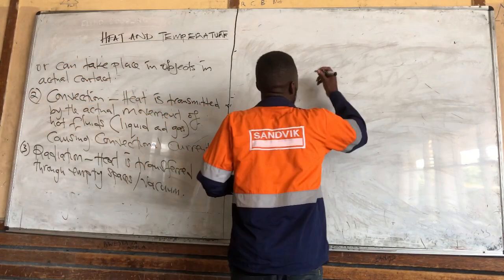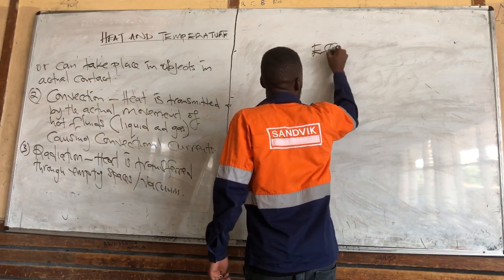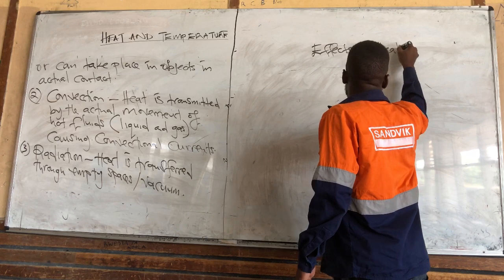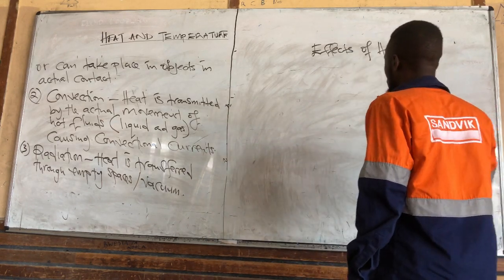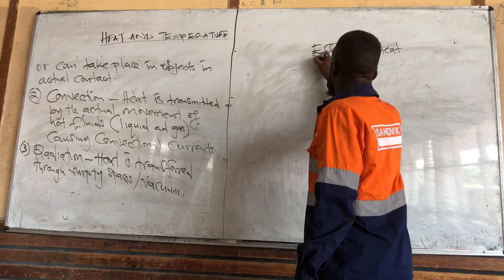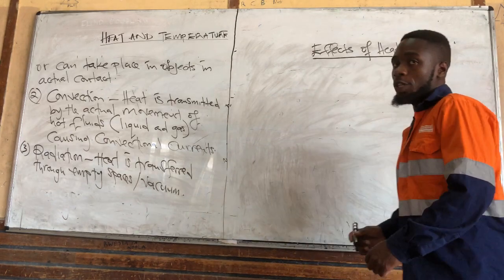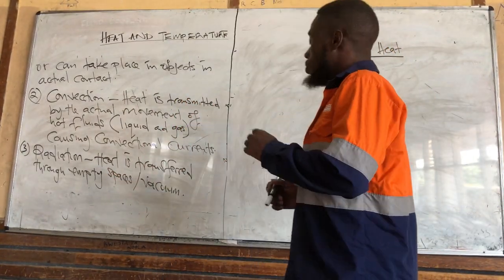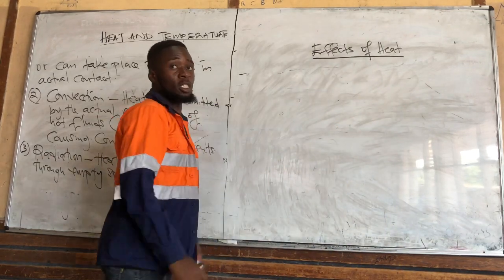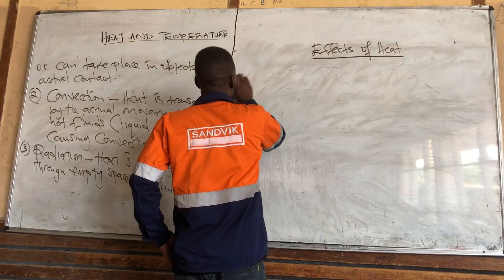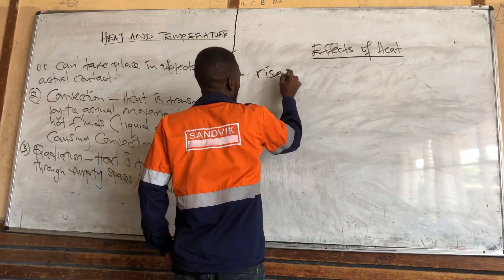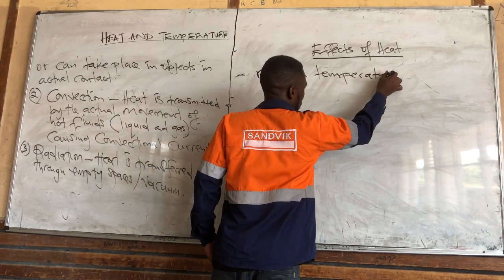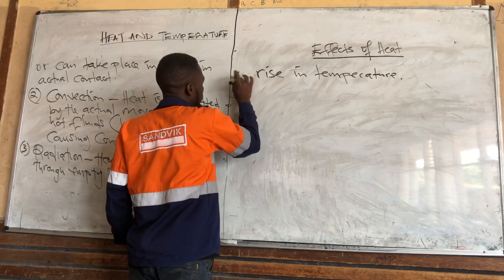Now let's talk about effects of heat. When you heat an object, what happens? So the first thing, the temperature will do what? Will rise in temperature. Okay, rise in temperature. One.